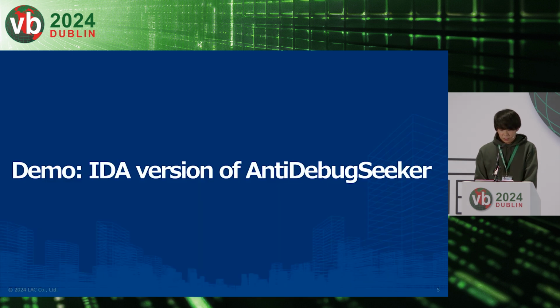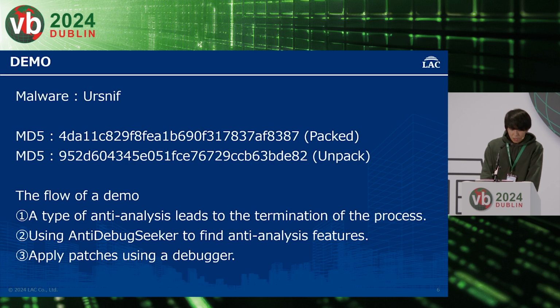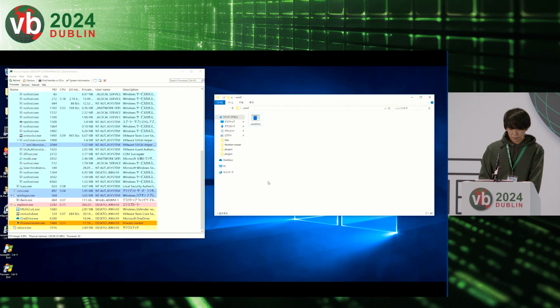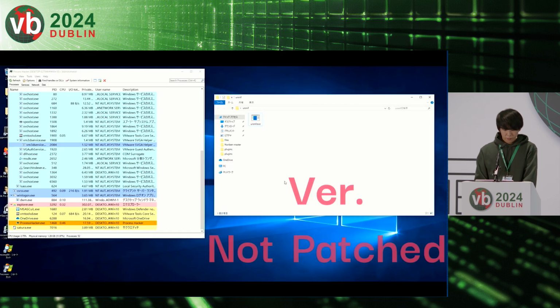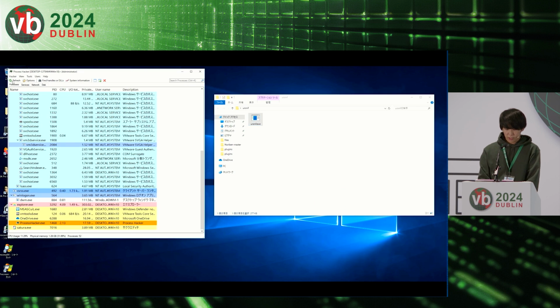All right, let me show you the IDA version of Anti-Debug Seeker. I use an unpacked version of RSNF. The flow of the demo: number one, find out what type of anti-analysis leads to the termination of the process. Number two, use Anti-Debug Seeker to find the anti-analysis features. Number three, apply a patch using a debugger. First, the non-patched version. I just execute RSNF.